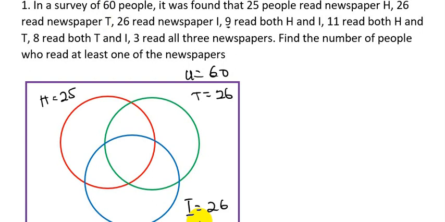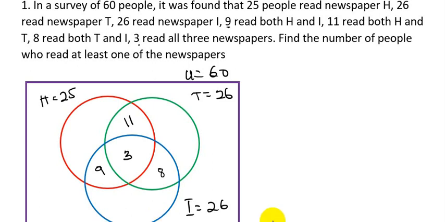Now let's continue. He said that 9 read both H and I, so we have 9 here. And 11 read both H and T. The red one is H and the green one is T, so this is where H and T meet, and that one is 11. They say 8 read both T and I, so we have our 8 over here. And he said 3 read all the three newspapers, so we have it here.